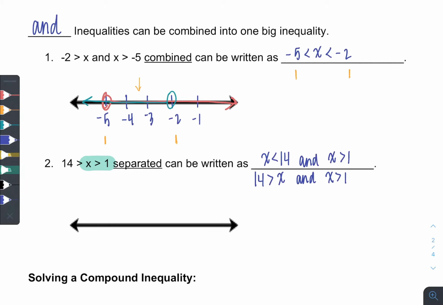If we were to graph that, here's 2, 4, 6. That's a lot of work. We don't need to graph it all the way. We'll just put 1 and 14. The way we would look at that on the graph is like this, a barbell.